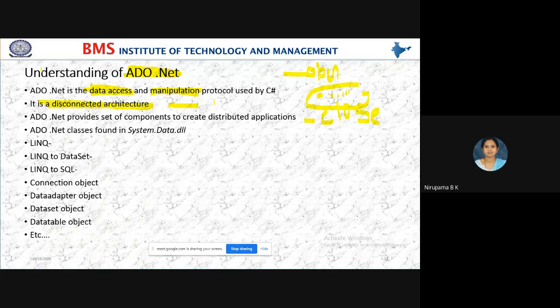And ADO.NET provides a set of components to create distributed applications. ADO.NET classes are found in system.data.dll. Any idea what is DLL? This DLL is very important in the .NET framework.